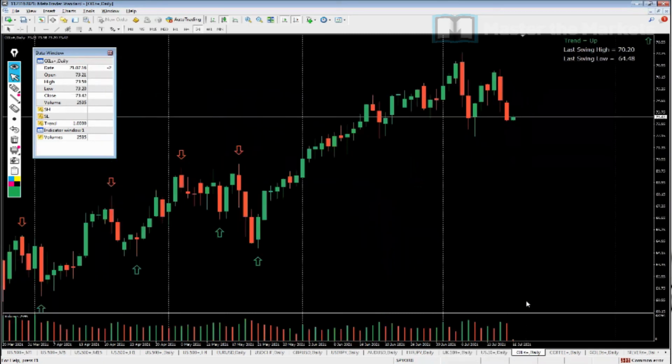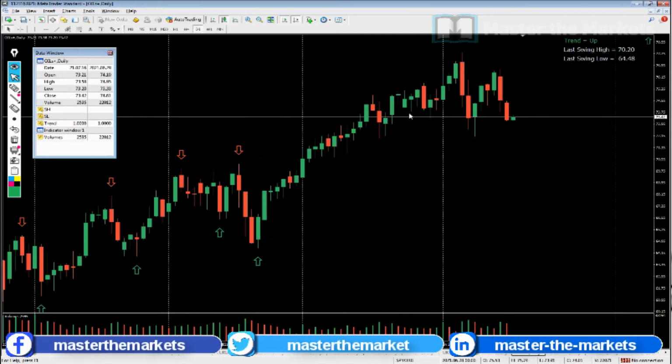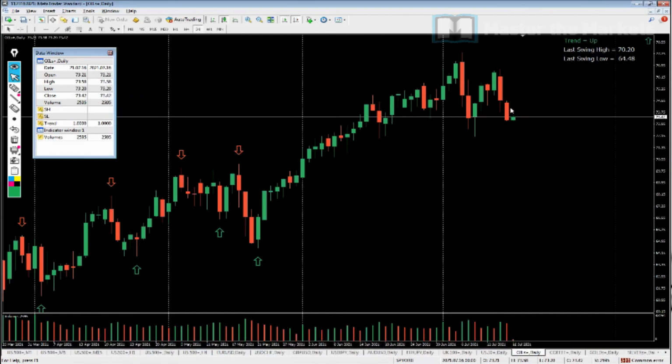Moving on to oil. It's definitely gotten a lot choppier in this move up. So it's going to be interesting to see if we have a breakout to the downside. Definitely open equity to the downside, but no trade as of yet for oil.